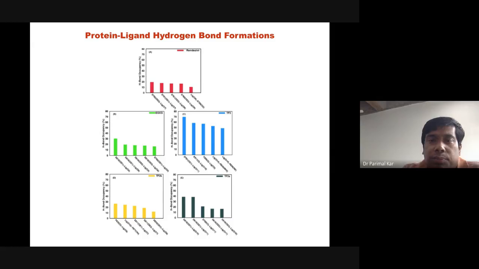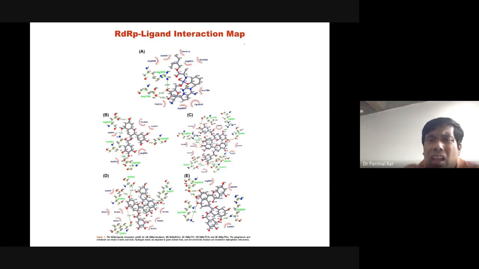We didn't actually expect it. So right now the experimental studies are going on in IIT Palakkad. My collaborator is working on the experimental study. And this is the two-dimensional interaction diagram. The green dotted lines correspond to the hydrogen bonds, and the red arcs that you are seeing correspond to the hydrophobic interactions. You can see that mostly it is hydrophobic in nature. A lot of residues are interacting with the ligand via hydrophobic interactions.